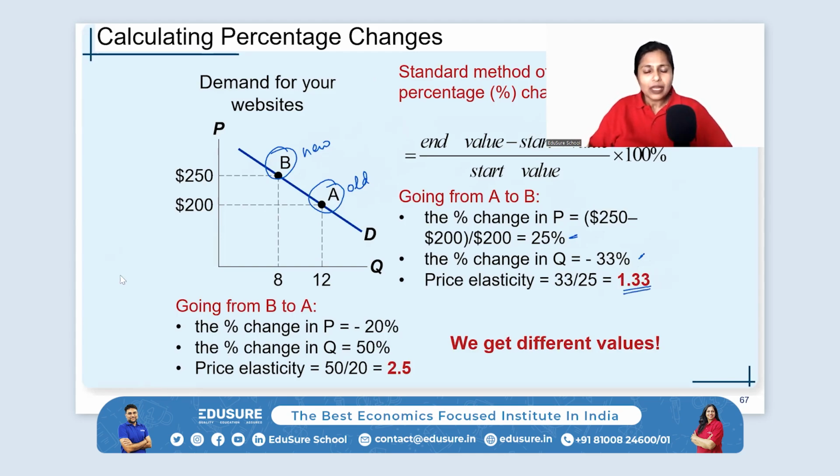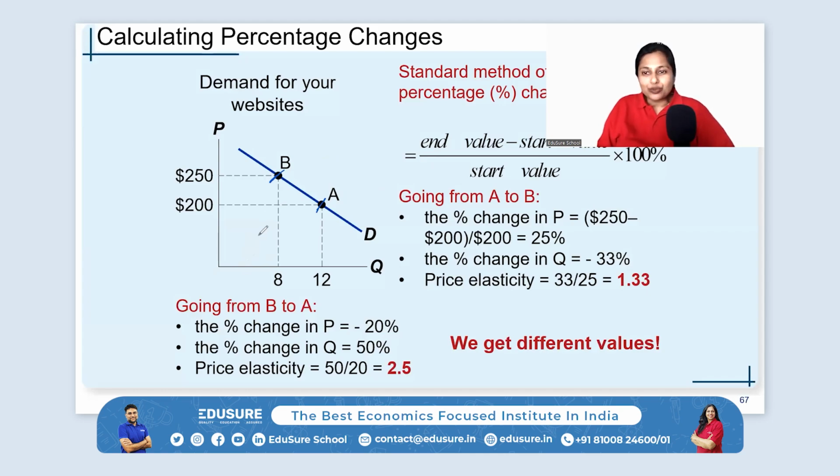Now, if we want to measure the elasticity between point A to B, why can't point B be the first point? You don't really know, right? Initially, the price could be 250, then it falls to 200, or the price could be 200, then it increases to 250. It could be either way. So if I take B as the old point and A as the new point, then the percentage change in P, which was earlier 25%, drops to only 20%. The percentage change in Q, which was 33%, is now 50%. So the elasticity is now coming as 2.5. So along the same demand curve, what you take as the starting point and what you take as the ending point completely alters the measure of elasticity.